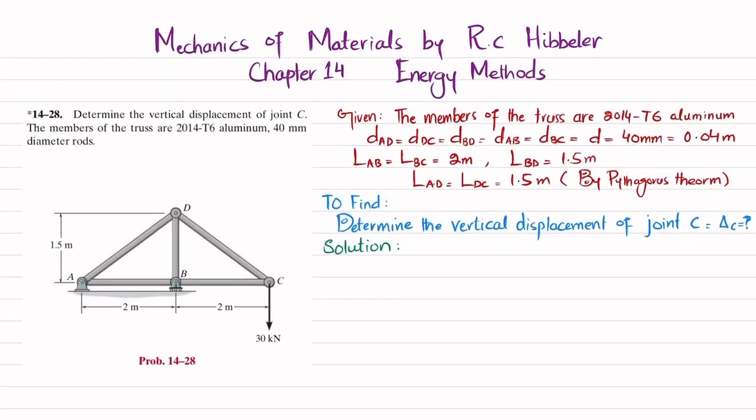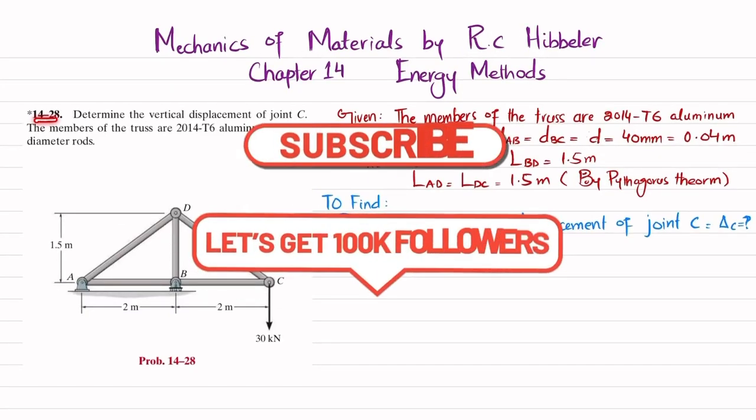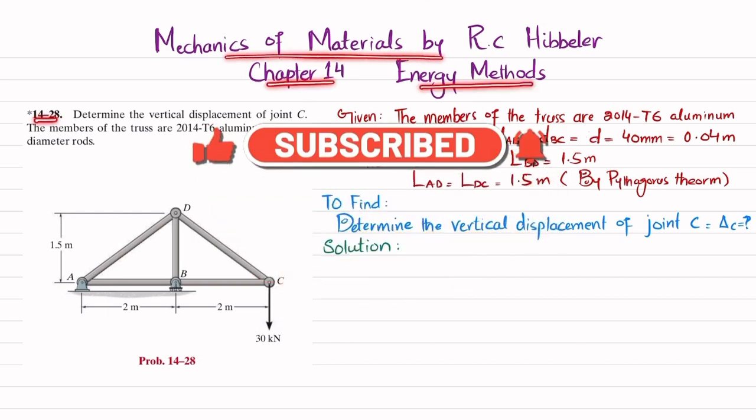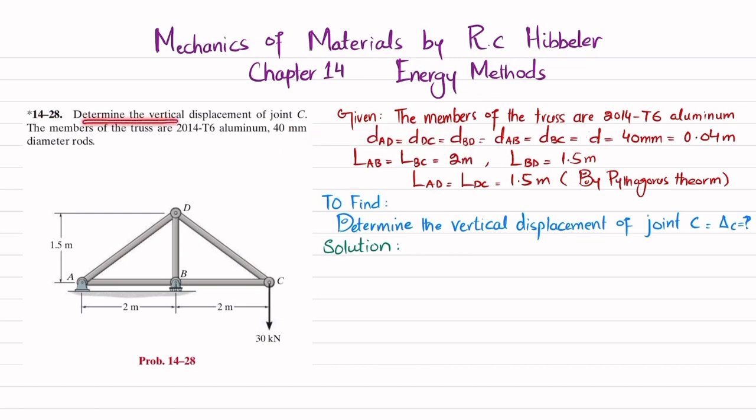Welcome back. Problem 14-28. This problem is taken from chapter number 14, Energy Methods, and the book is Mechanics of Materials by R.C. Hibbeler. The statement is: determine the vertical displacement of joint C. The members of the truss are 2014-T6 aluminum, 40 millimeter diameter rods.